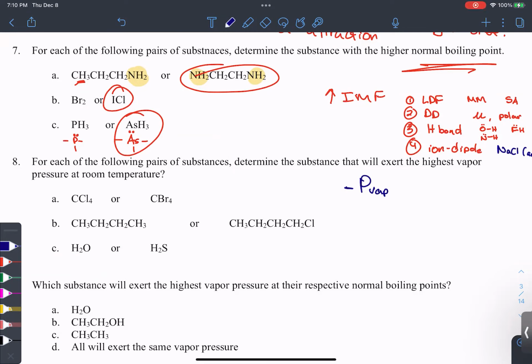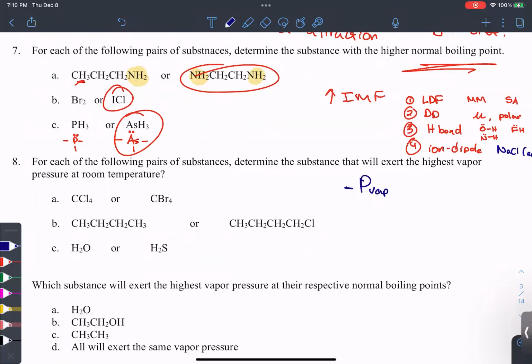Both of the compounds are polar. I can't tell which one's more polar. They both have the exact same molecular geometry, right? They're both trigonal pyramidal. I can't tell which one's more polar, so I'm going to go to the next weaker IMF, London dispersion, and we compare molar masses. AsH3 is much heavier than PH3, so that's why.